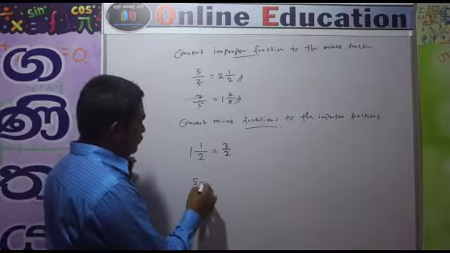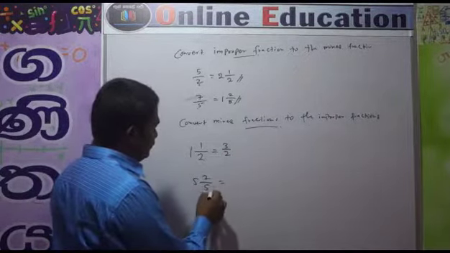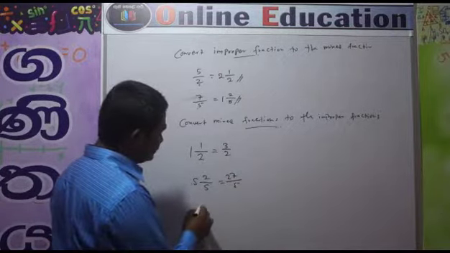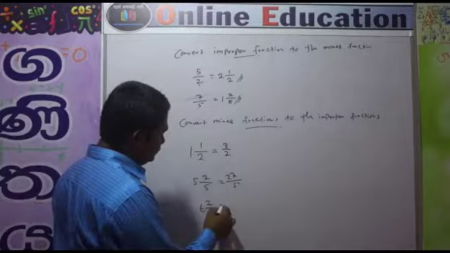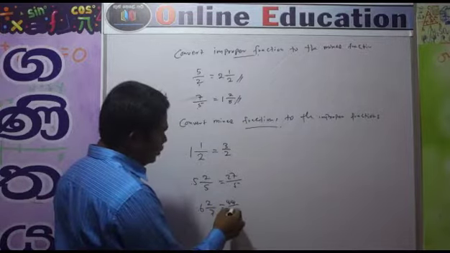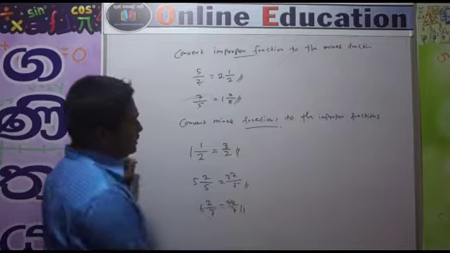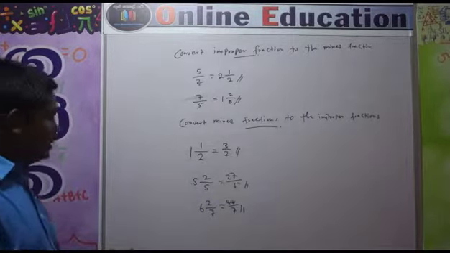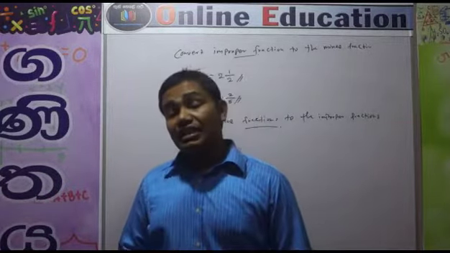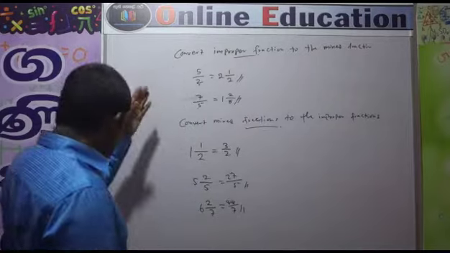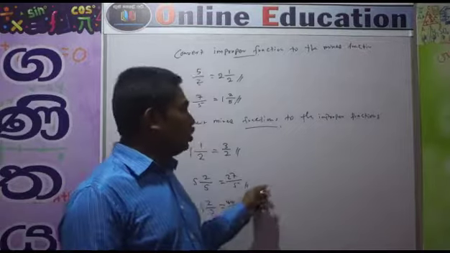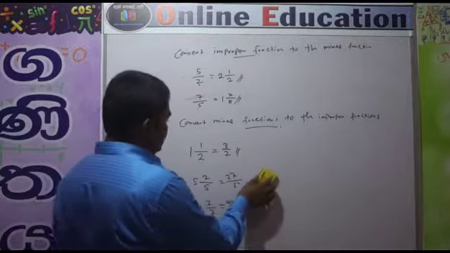Another example, 5 and 2 over 5. 5 into 5, 25, plus 2, 27 over 5. Another one, 7 into 6, 42, 42 plus 2, 44. The denominator is the same. This is the way that we use to convert improper fractions to mixed fractions and mixed fractions to improper fractions. You need to know this part also to simplify fractions. Otherwise, if you don't know this, you can't answer the fraction questions.